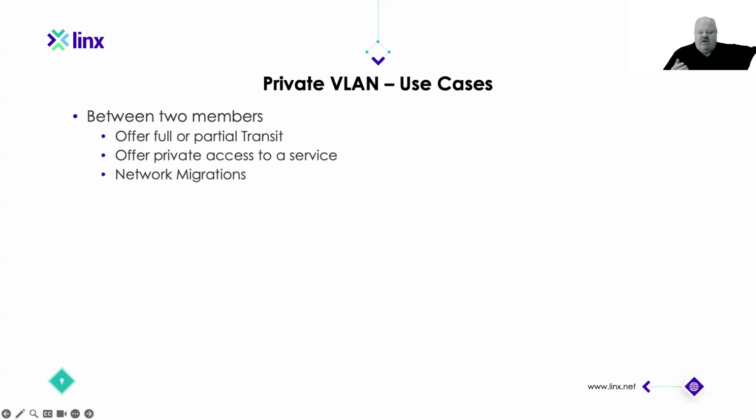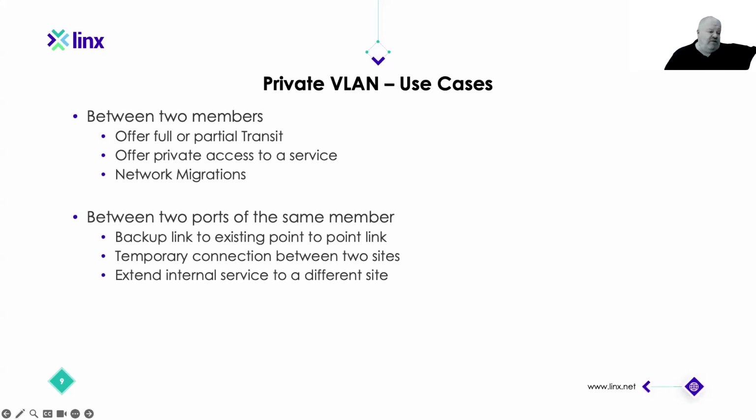very simple. You and another member might be sharing a service or want to interconnect your networks for a specific reason. Simple to do with private VLAN, quick to do, even if it's only temporary, which is the last case. If you have network migrations, customer migrations, you might need a temporary or longer term connection between two networks. A very simple way to do this is by using private VLAN.